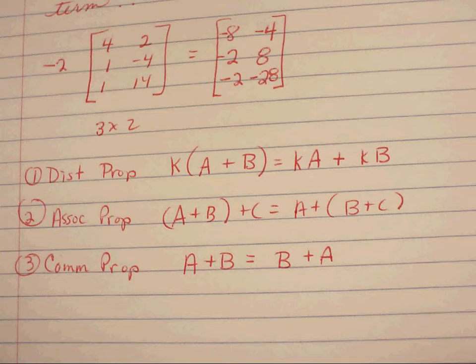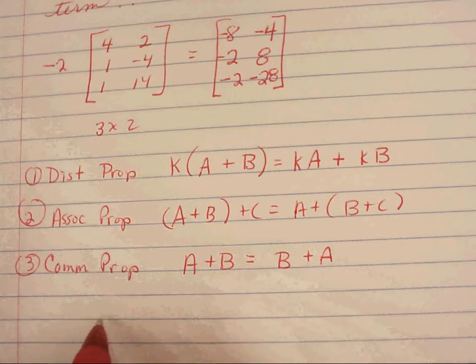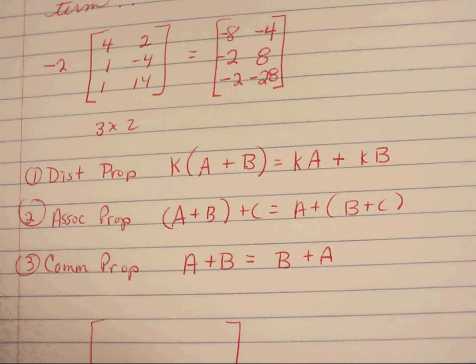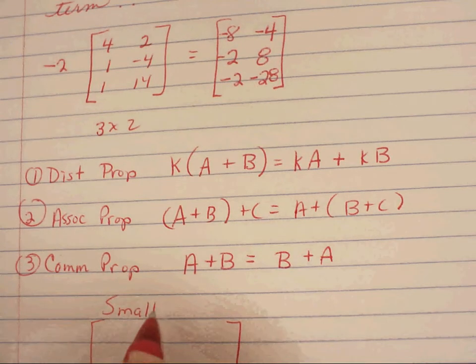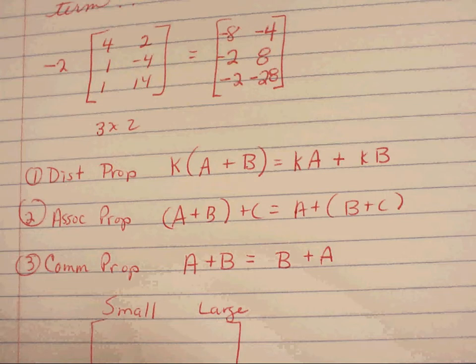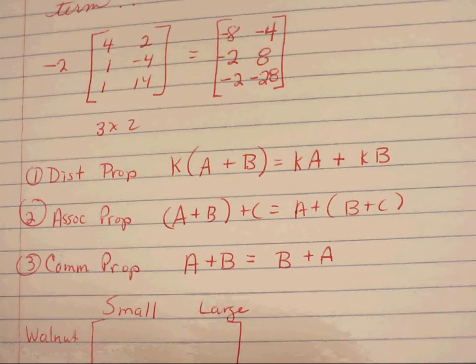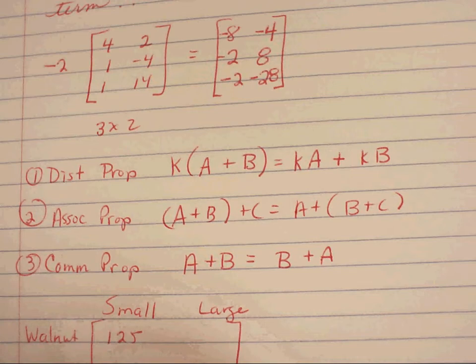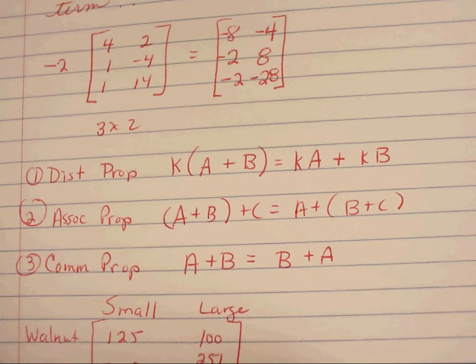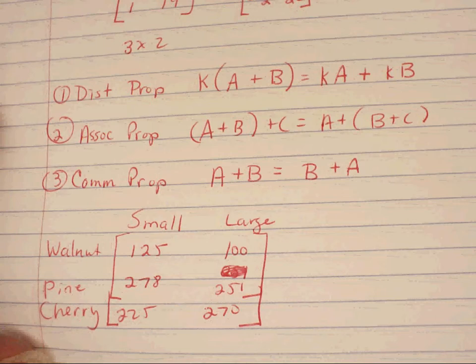One of the most common uses, though, for matrices is to organize data. So we will talk about a real-life example involving sales of different types of trees, walnut, pine, and cherry, and store them in a matrix. It makes it very nice when you can create a matrix if you are selling small versus large trees of the type walnut, pine, and cherry. You can store the data in a matrix and then use the matrix for many different things.